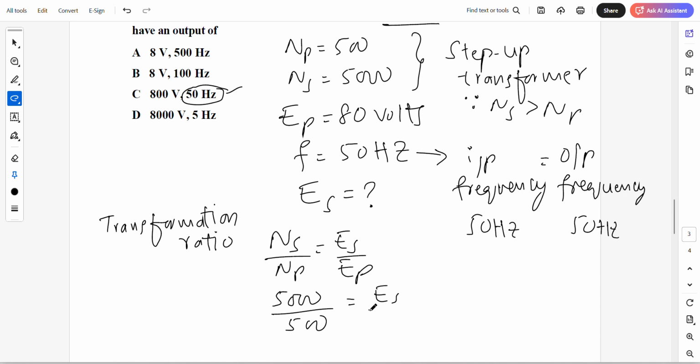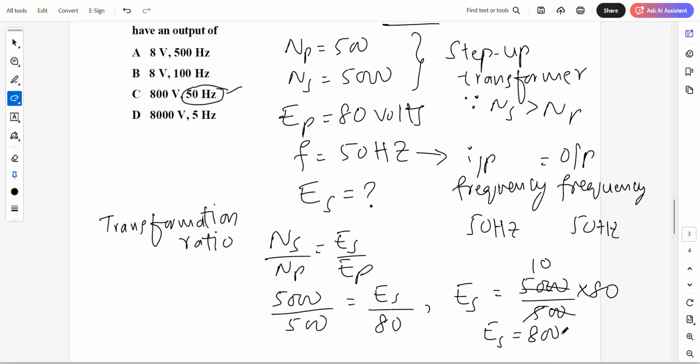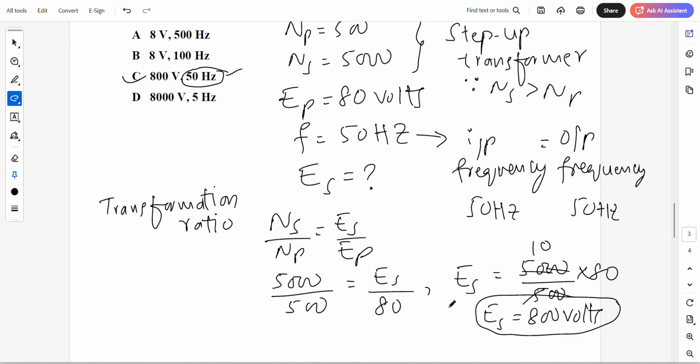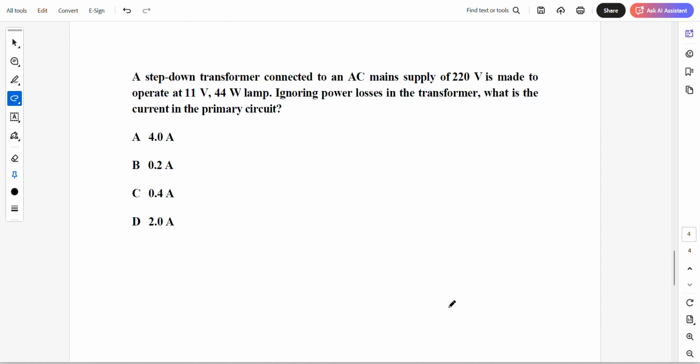By EP, which is 80. From here I can calculate ES. ES is equal to 5000 by 500 into 80. The two zeros cancel, so 10 times 10 into 8 is 800. Yes, 800 volts is the right answer. I told you, just by seeing the frequency we can take it. But anyhow, we have learned how to calculate ES. We'll see the next problem. Hope you understood this sum.